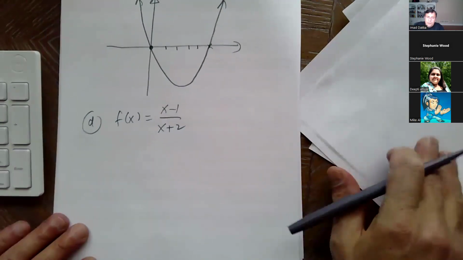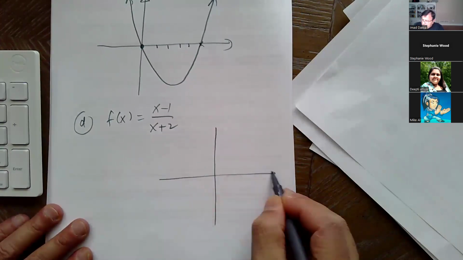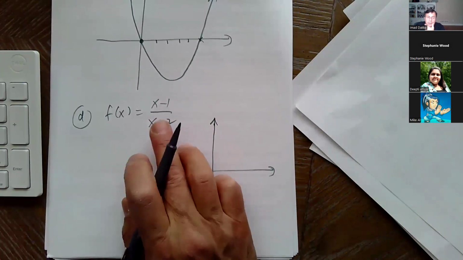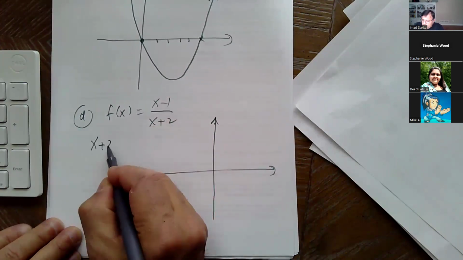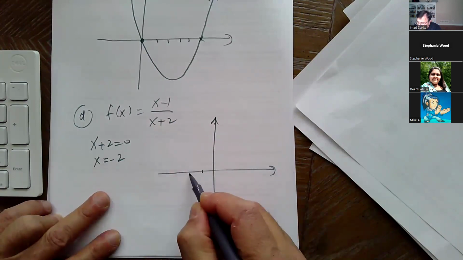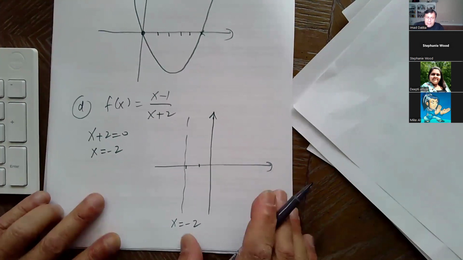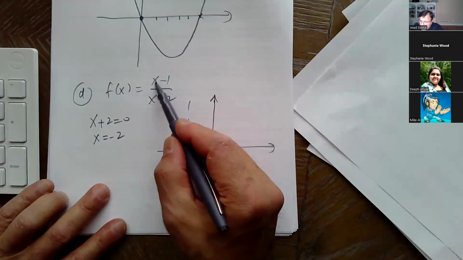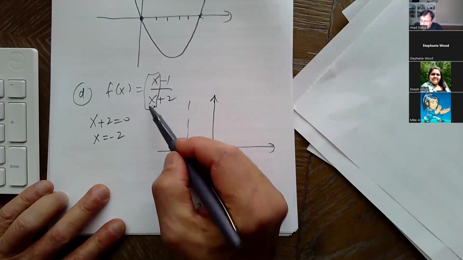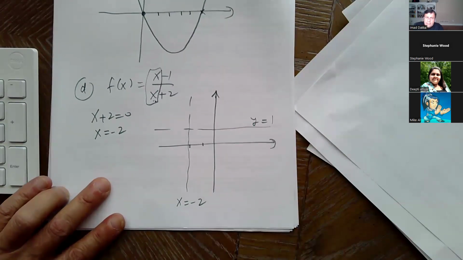And then finally, the hyperbola, x minus 1 over x plus 2. Well, this you need to show the asymptotes. To find the vertical asymptote, you set the denominator equal to 0. So you have a vertical asymptote at x equals -2. To find the horizontal asymptote, remember how we did that? If the degree of the top is the same as the degree of the bottom, you divide these two. So x over x is 1. So y equals 1 is a horizontal asymptote.